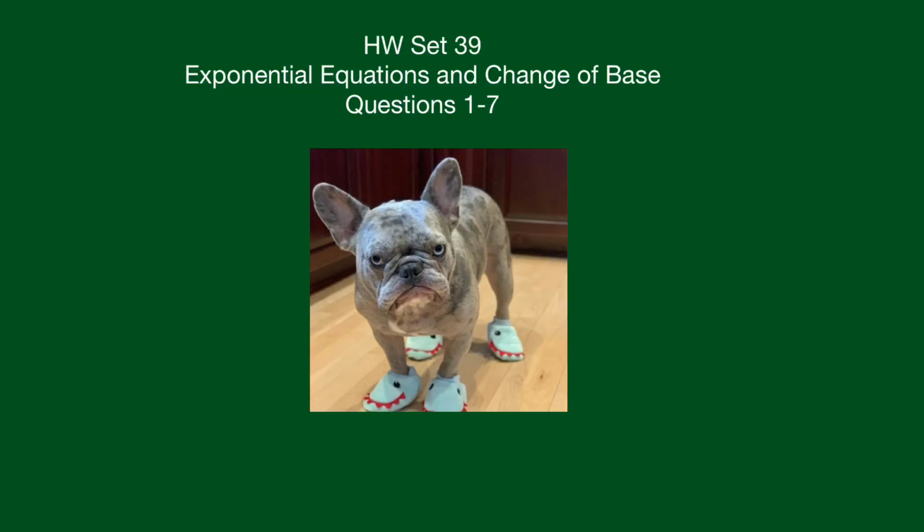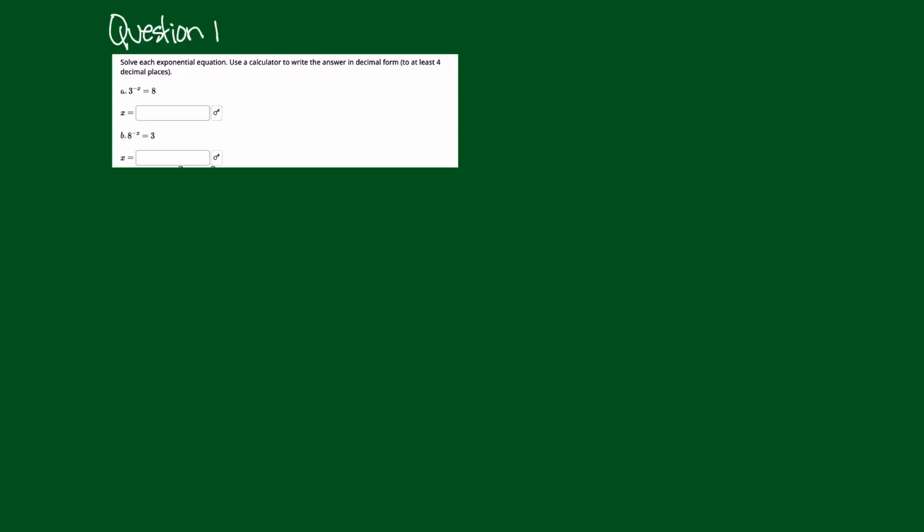This is homework set 39, and we're going to solve some exponential equations and then work with the change of base formula. Question 1 asks us to solve each one of these exponential equations. We've got two, and I know they're exponential because the variable's in the exponent. Now, they're almost the same, right? 3 to the negative x is 8, 8 to the negative x is 3. Let's start here with A.